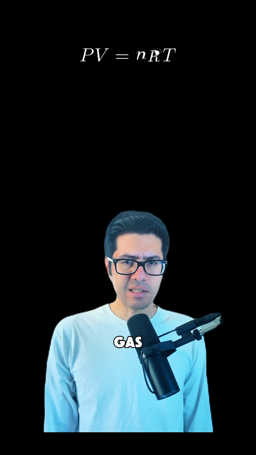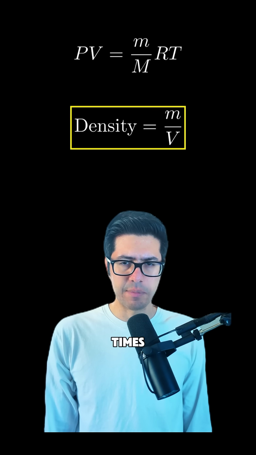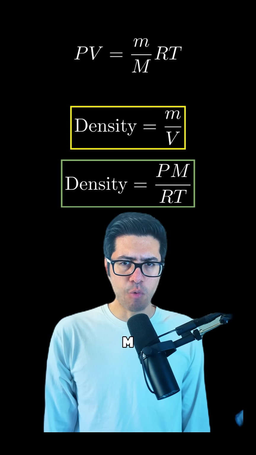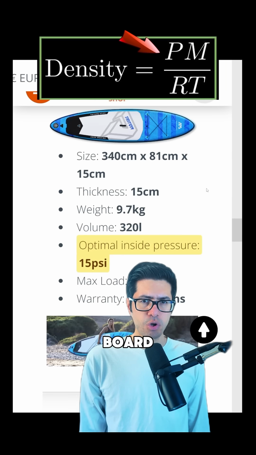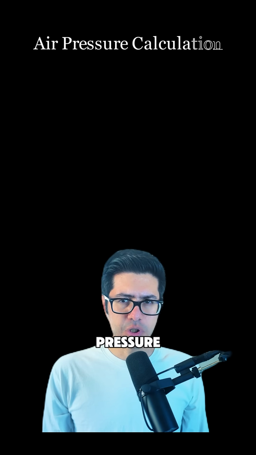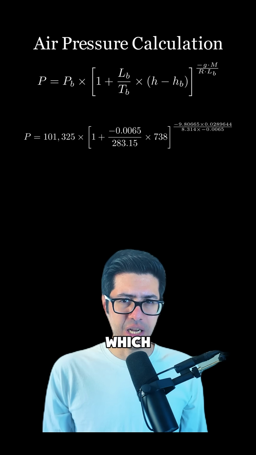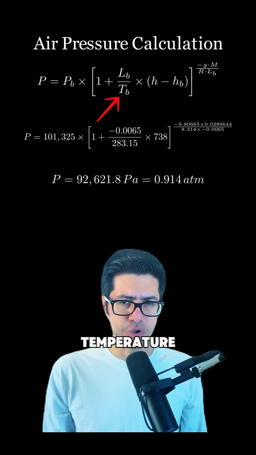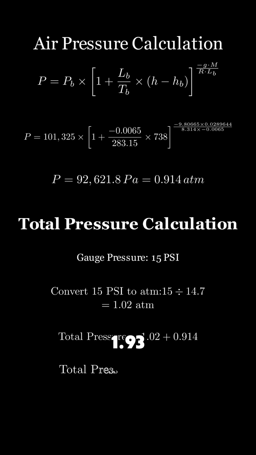According to the ideal gas law, PV equals nRT, or m over M times RT. The density of the helium would be m over V. P is the pressure, which we know inside the board you're using is 15 psi. But that's the gauge pressure. We also need to add the atmospheric pressure to this, which can be calculated using this formula that needs your temperature and elevation. That means the total pressure is about 1.93 atmospheres.